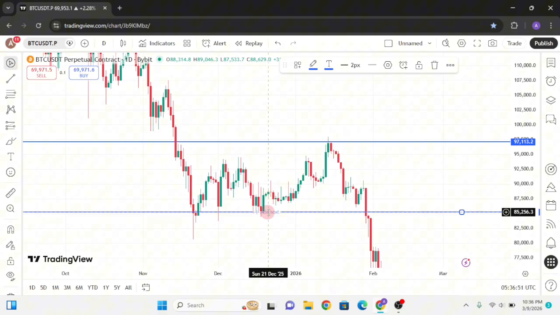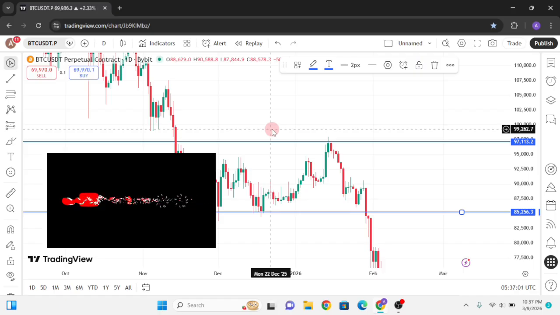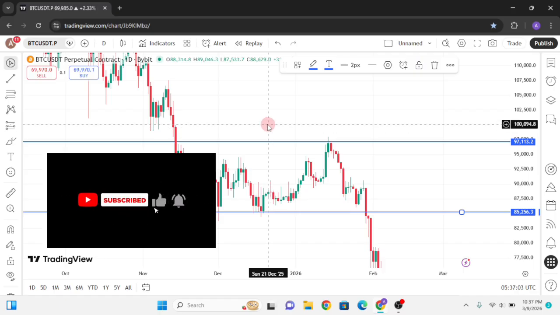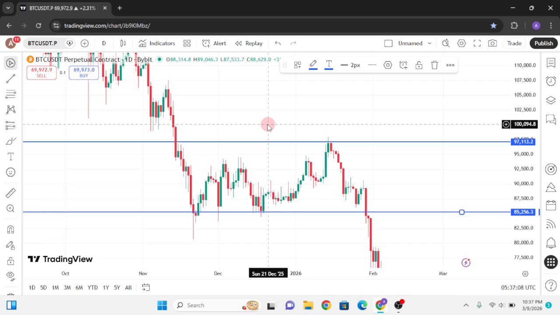Mistake number 4 is changing the time frame to see the confirmation they want to see. This is called time frame shopping. At this point, they switch to the 15 minute chart and find a small uptrend. They use that small uptrend to justify the trade, ignoring the larger downtrend on the daily chart. This is extremely dangerous. The higher time frame always dominates.